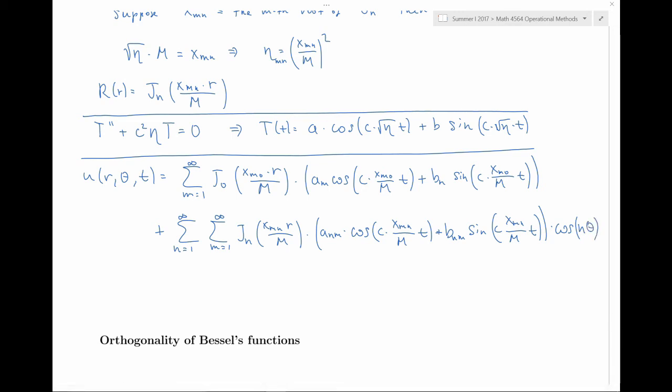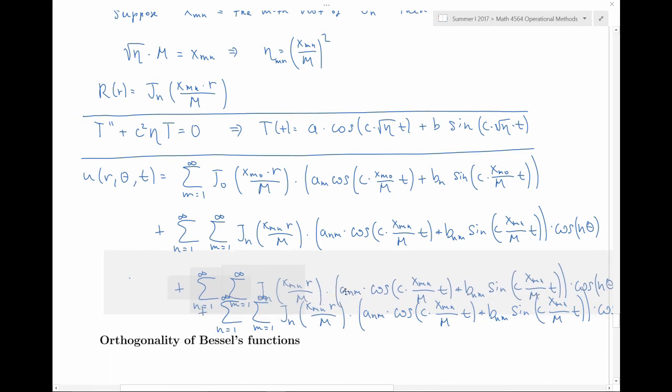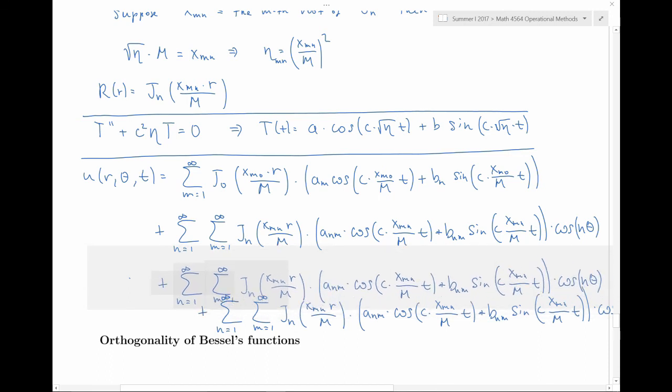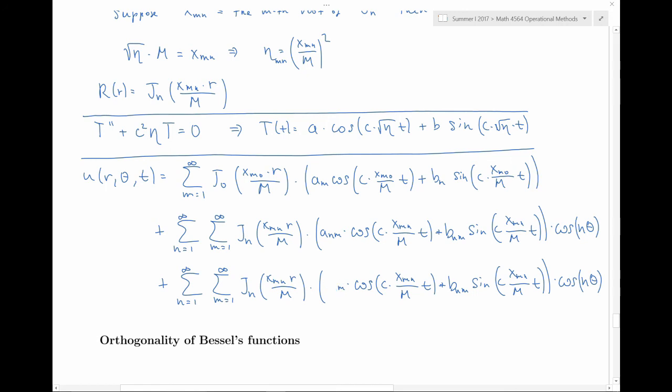And we're going to have exactly the same thing with the sine. So what I'm going to do is just copy it. Now instead of coefficients a and b, I'm going to use coefficients alpha_nm and beta_nm, just because these coefficients should be different. Instead of cosine, I have sine. So this is an absolutely ginormous expression. To compute the coefficients, the a's and b's and alphas and betas, I would have to use the initial conditions.